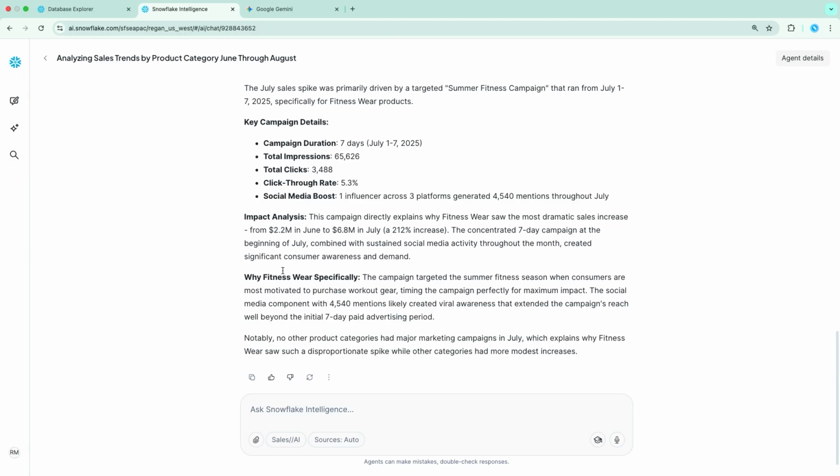And then that resulted in more people clicking it and hopefully more sales as well. As you say, it's giving some analysis. It says that we saw that increase from 2.2 to 6.8 million. It was probably because of that concentrated campaign, combined with the social media activity that also went into creating these numbers. It's also giving us some info around why it was targeting the fitness wear specifically, and that was because the campaign did just target fitness wear. So it might have helped boost some of our other categories, but it was primarily aimed at the fitness wear. So you can see there some of the capabilities that AI can do.